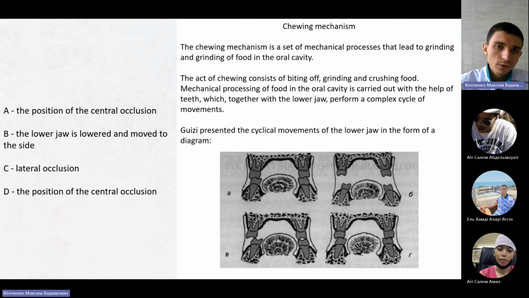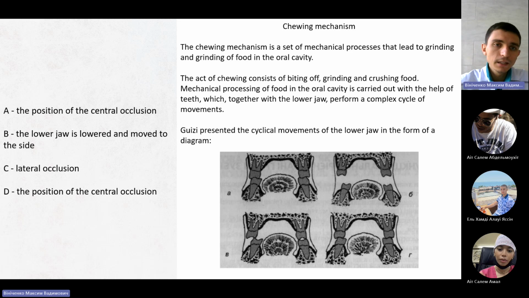Here is the lateral. So you could see that the angle on the right side, the long axis, are most common. On the left side, they are not in common. So here is the third phase. It is the lateral occlusion. And the fourth phase is the position of the central occlusion as it was before.